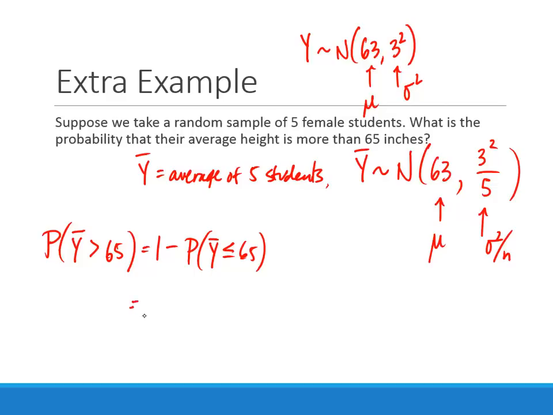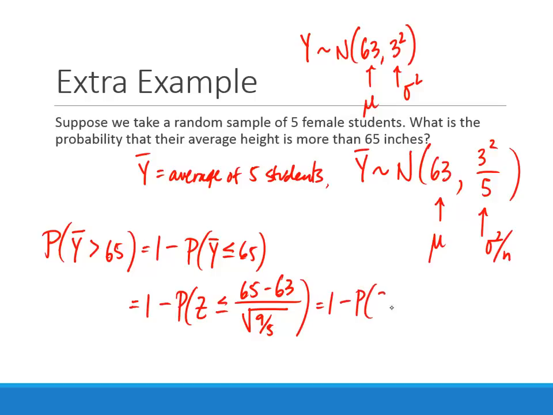So I can do the same exact thing that I did before and standardize. This is 1 minus the probability that a standard normal random variable is less than or equal to 65 minus the mean, which is 63, divided by the standard deviation now, which is the square root of 9 over 5. So 1 minus the probability of a z being less than or equal to 1.49.